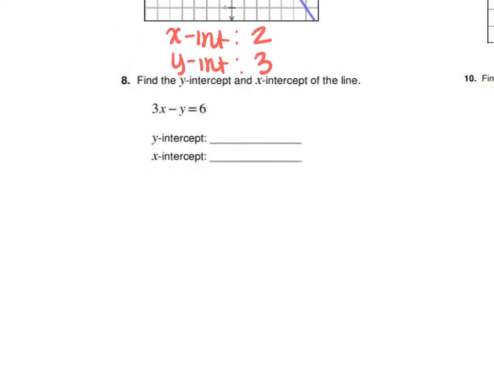We're down here on 8. We're finding the y-intercept and the x-intercept. This is what we did on the first page, except now we're not graphing it. We're just finding those intercepts.